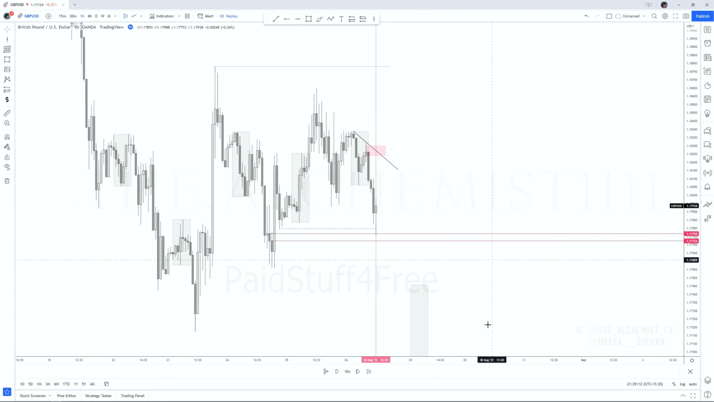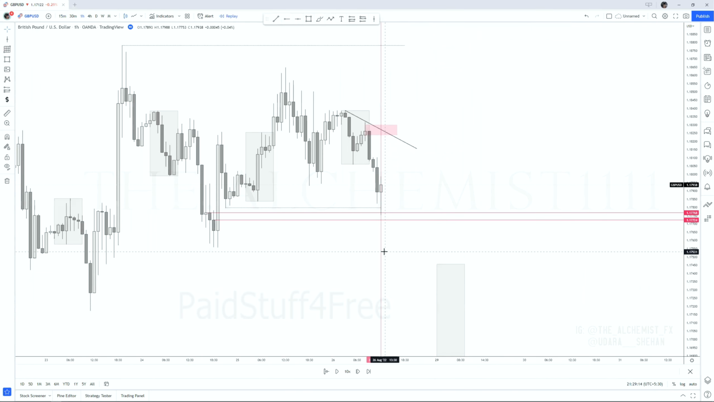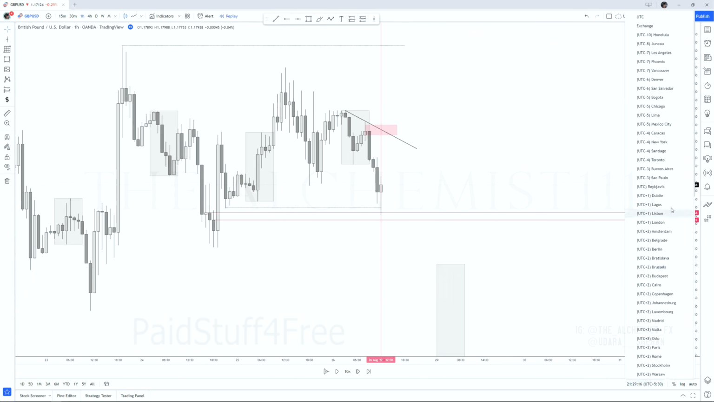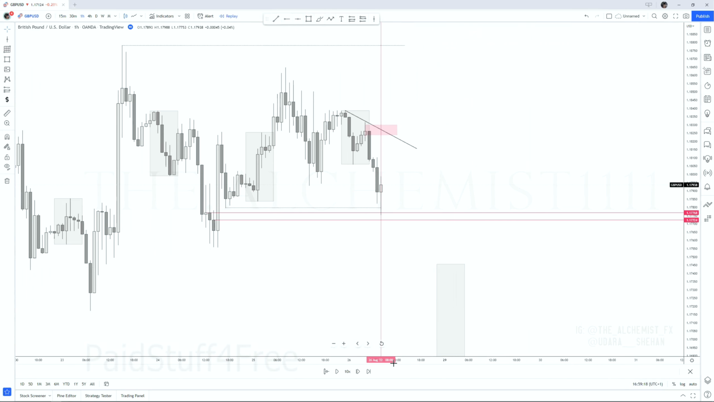Okay, so now look at this one. This is London Open. So 12:30 p.m. is when London opens for me. Like if I set it to London time, you can see that is at 8 a.m. Can you see it? At 8 a.m. London time, a sweep of the Asian low.